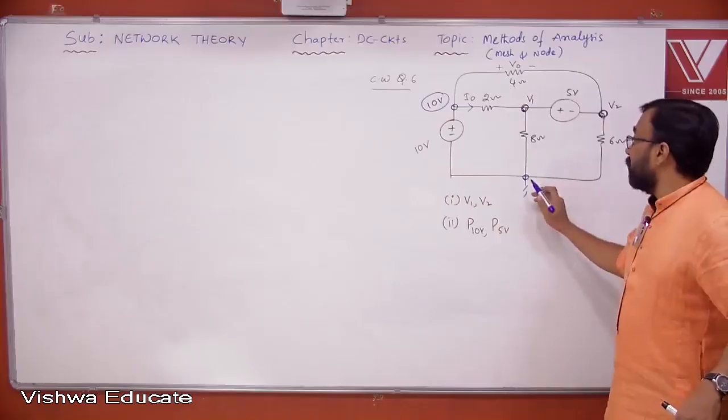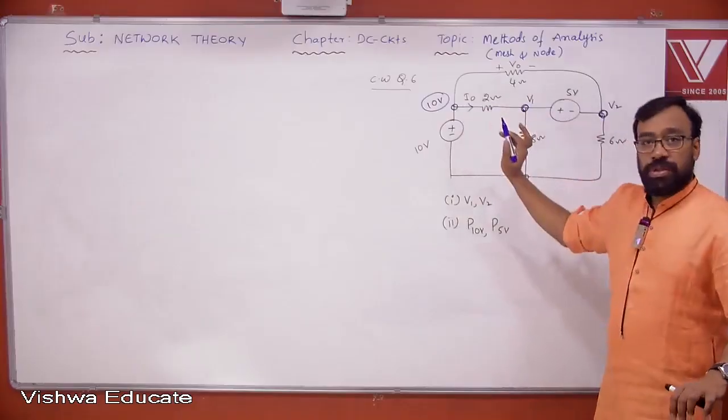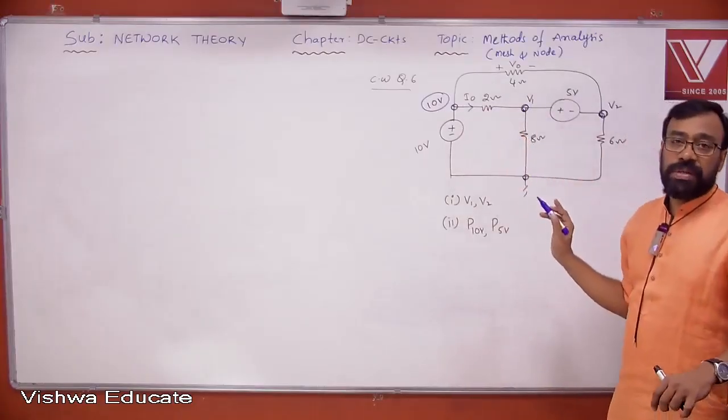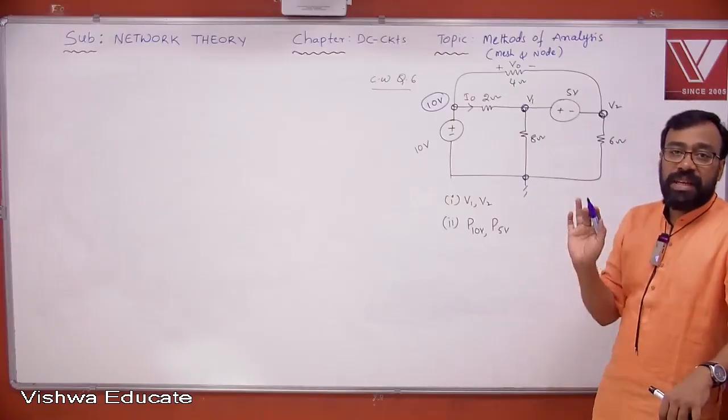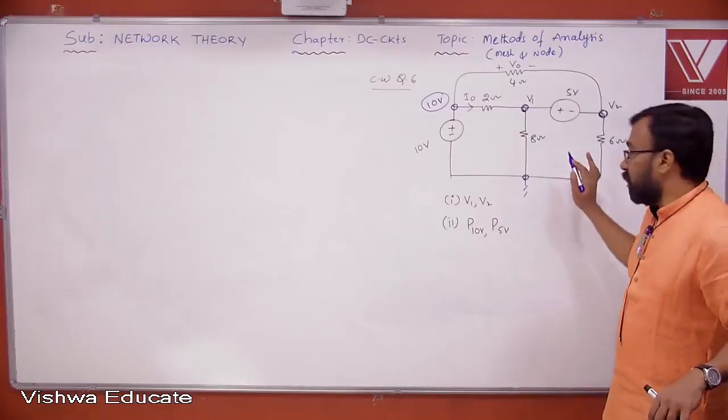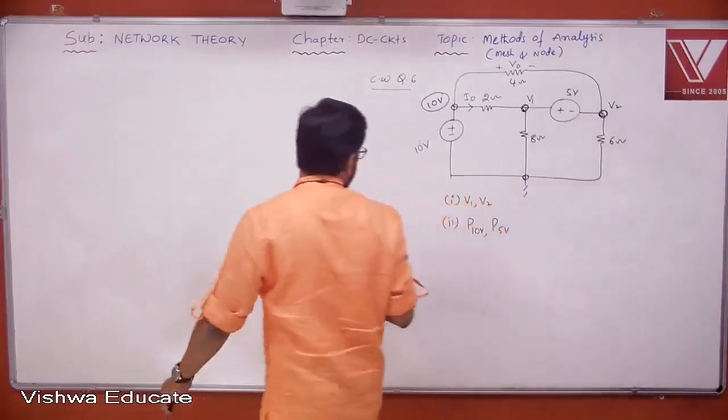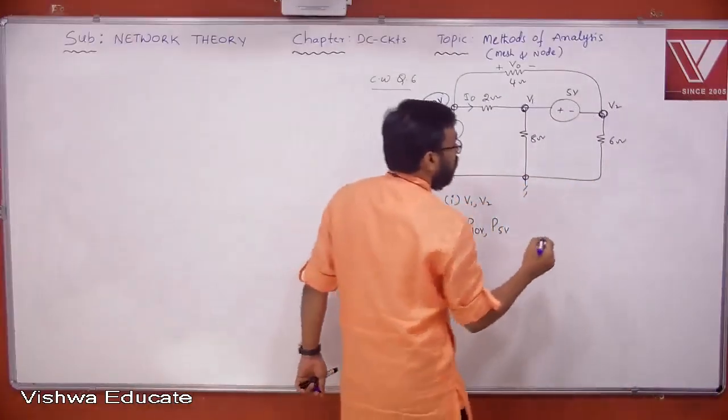So let us do as it is given. 0, V1, V2, 10 volts. Okay. So the minimum number of equations required to solve this network is 2 using node analysis, and 3 using mesh analysis. Finally, node analysis is the best method to solve this particular problem. Okay. So let me apply super node analysis here.